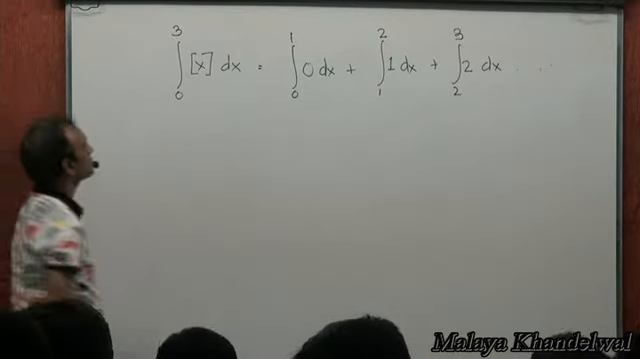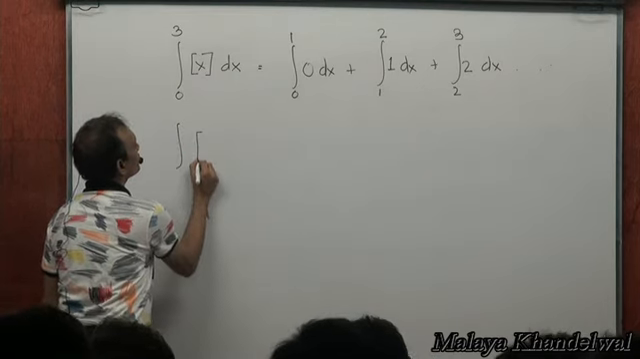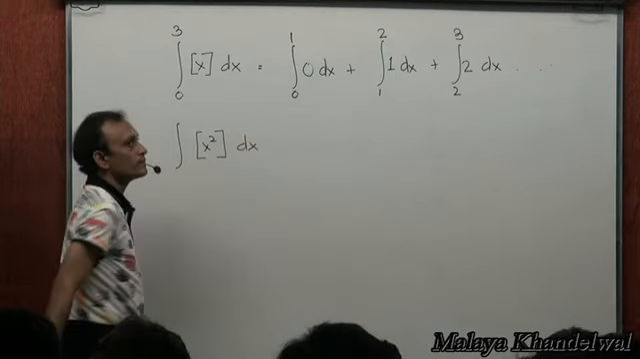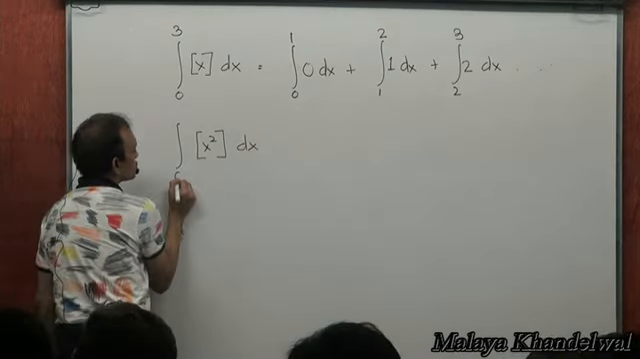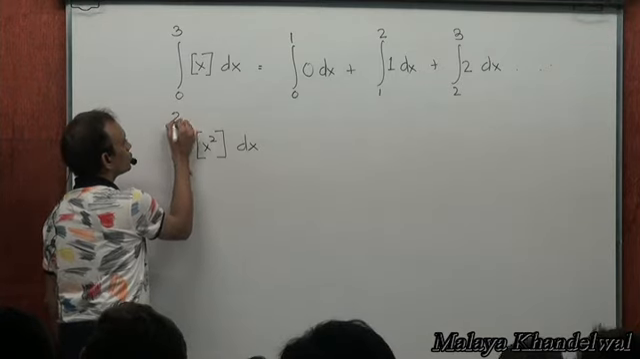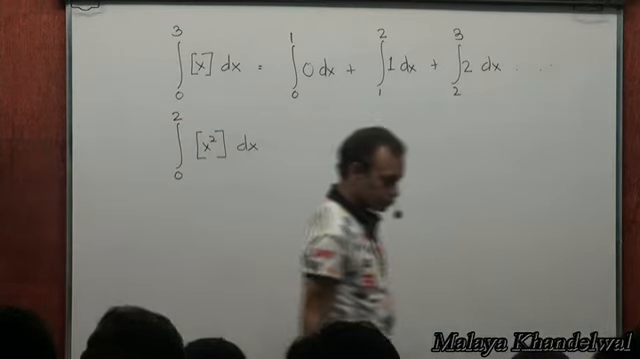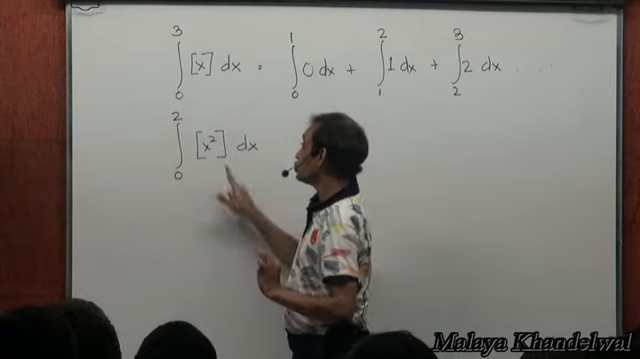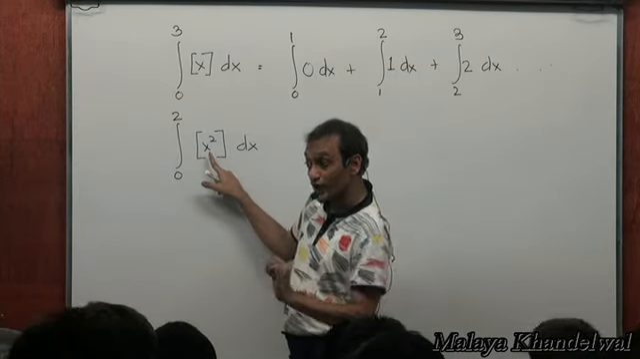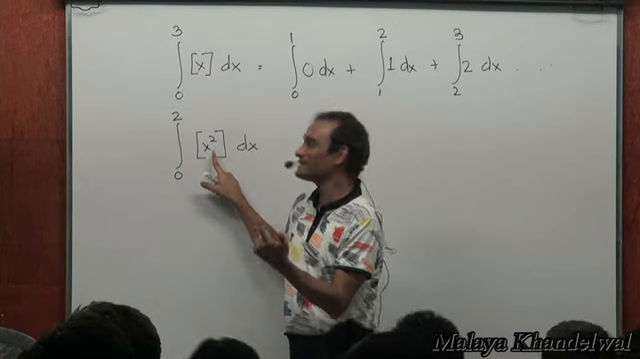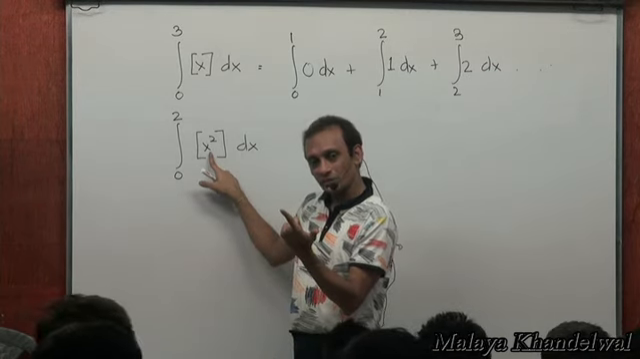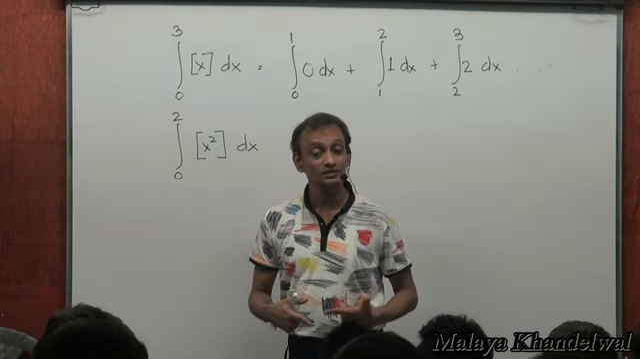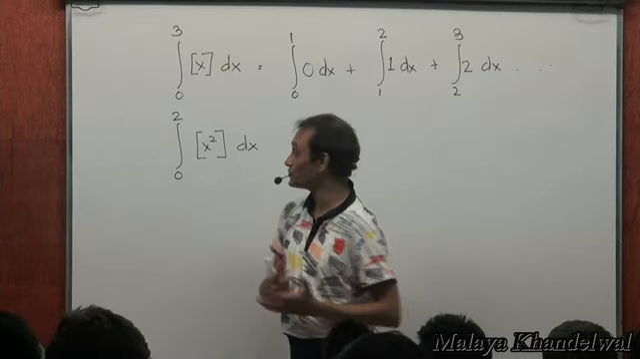Suppose I have integral of box of x squared dx, x goes from, say, 0 to 2. Now, in the interval 0 to 2, this box of x squared would be discontinuous every time x squared is an integer. That means, when x squared is 1, and so on and so forth, right? Whenever x squared is an integer, it's going to be discontinuous.